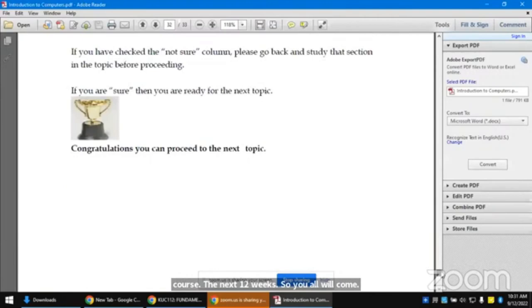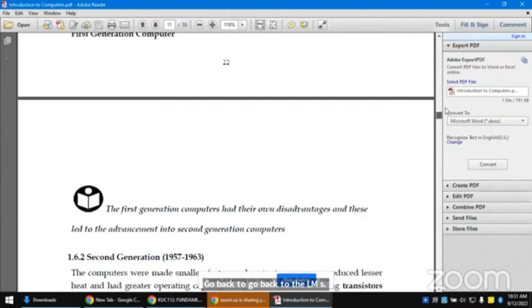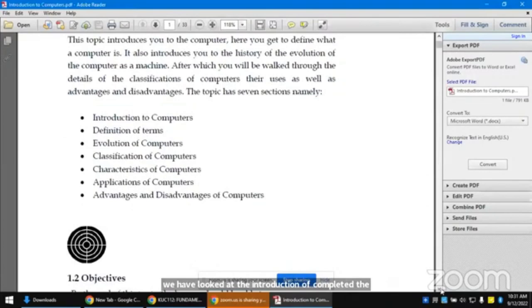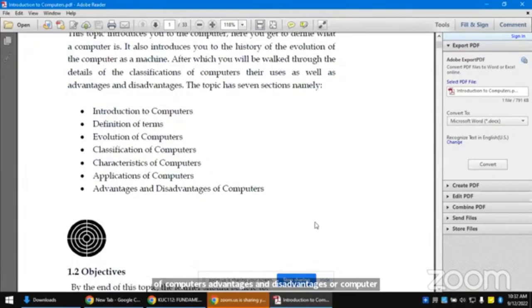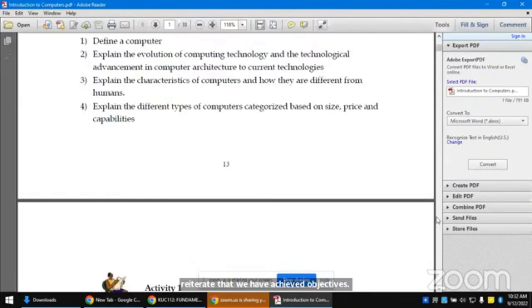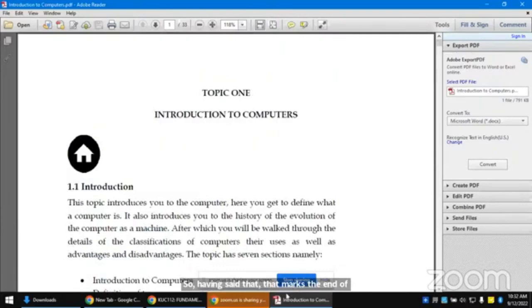If you missed out anything, go back to the LMS, because at the end of the day, we have achieved all the objectives we wanted to achieve at the beginning. We have looked at the introduction of computers, the definition of terms, evolution of computers, classification of computers, characteristics of computers, application of computers, and advantages and disadvantages of computers. We have achieved our objectives by defining what a computer is, explaining the evolution of computing technology and the technological advancements in computer architecture, and current technologies. We have explained the characteristics of computers, and categorized computers based on size, price, and capabilities. That marks the end of this session.